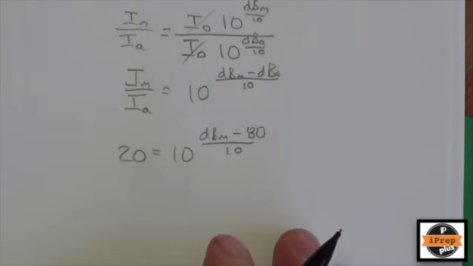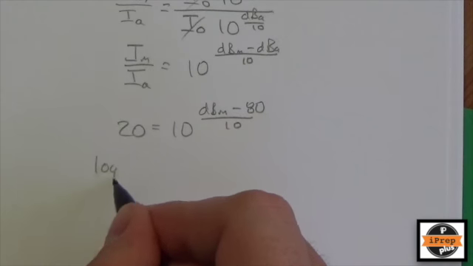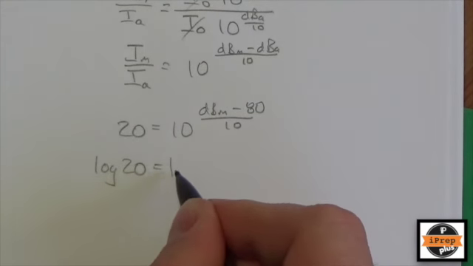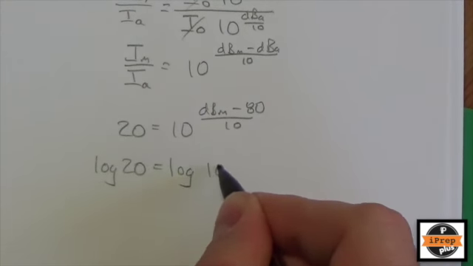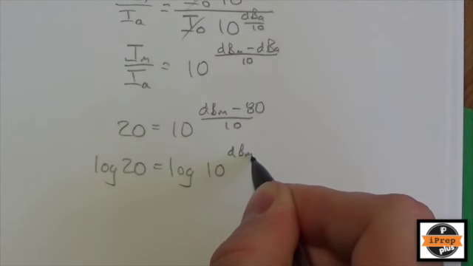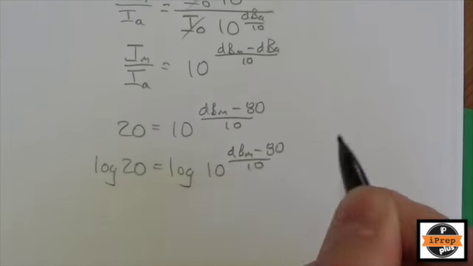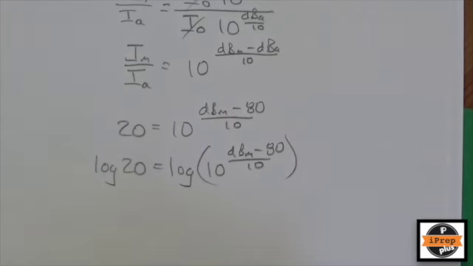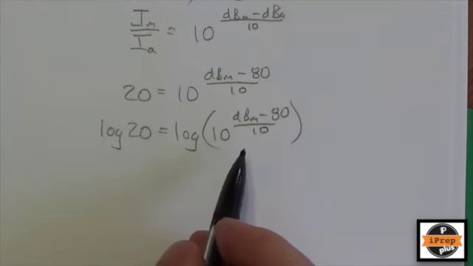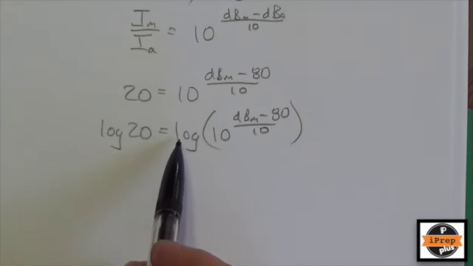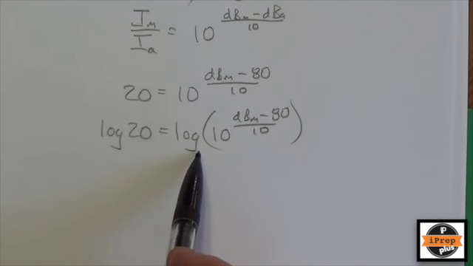So to do that, I'm going to take the log of both sides. So the log of 20 will equal the log of 10 to the decibel level of the motorcycle minus 80 over 10. Okay, but there's an added bonus to a problem like this because we are dealing with a logarithm base 10, a common log, and this is a power of 10.